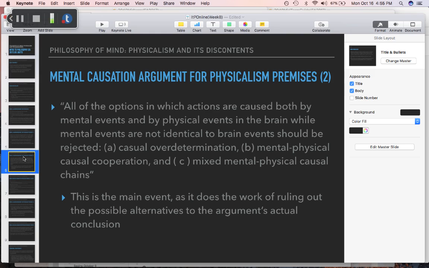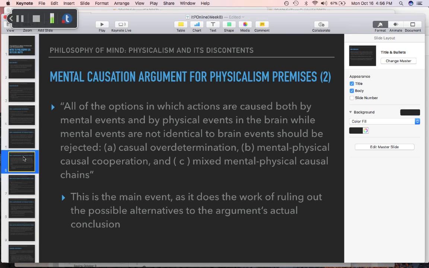So when they say that an option says mental events are not identical to brain events, they mean there's this thing in your brain, this electrochemical activity, and then there's this other thing, which is a belief or a desire, which is not the same as, which is not reducible to this brain event. Okay, so the three options presented, in which there are mental events and physical events and they are distinct from each other in the same way that Descartes says that mental and physical things are distinct from each other, are as follows, and we're supposed to reject all of these.